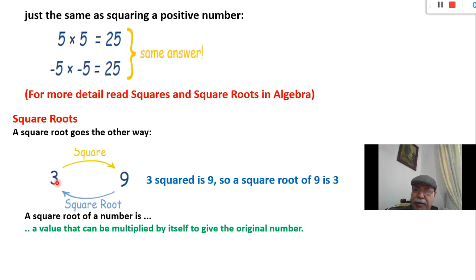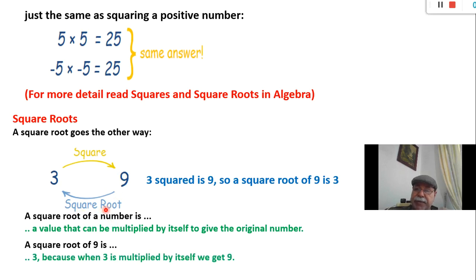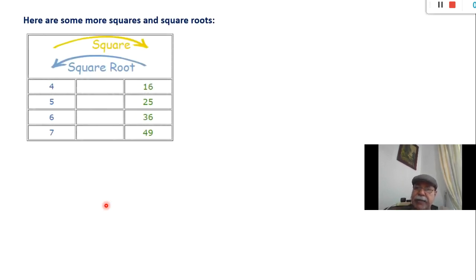Any number multiplied by itself gives me the original number, down under the square root. The square root of 9 is 3 because 3 times 3 gives me 9. Here we see this table, and you can go this way and the opposite way.